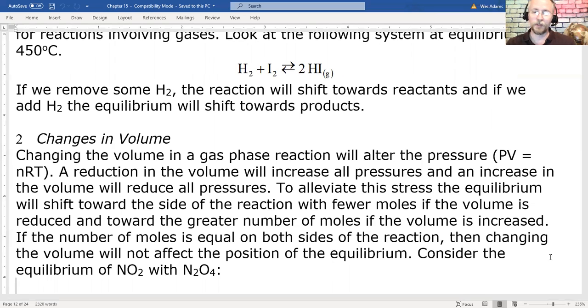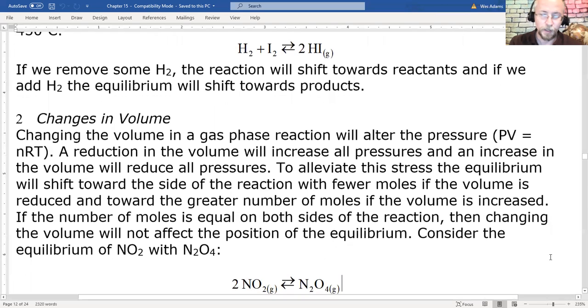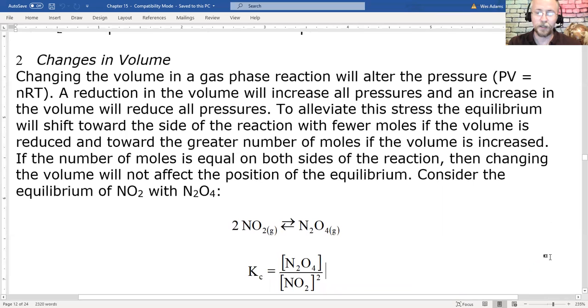And so what you have to do is look at the number of moles on the reactant and the product side. The side of the reaction with the fewer moles, it'll shift that way if the volume is reduced, and towards a greater number of moles if the volume is increased. If the number of moles is equal in reactant and product side, changing the volume will not affect the position of the equilibrium.